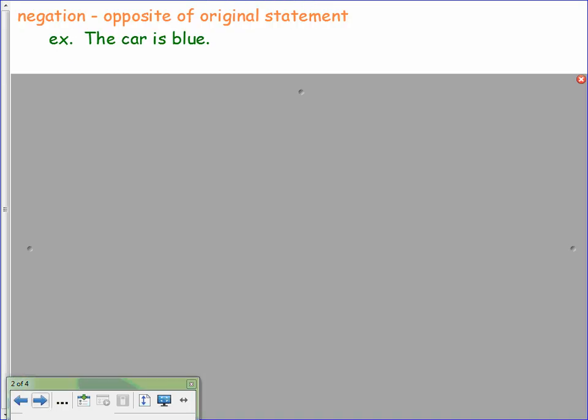A negation is the opposite of an original statement. So, for example, the car is blue. The opposite: the car is not blue. So, to write a negation, we use the word not. In this case, the car is not blue. So, the opposite of being blue is not being blue.